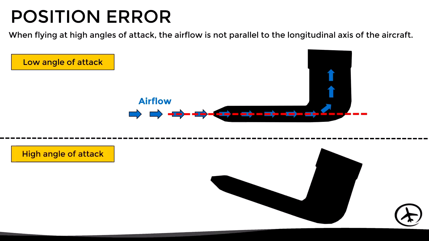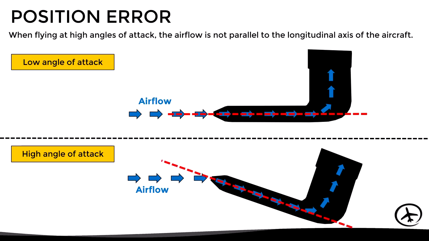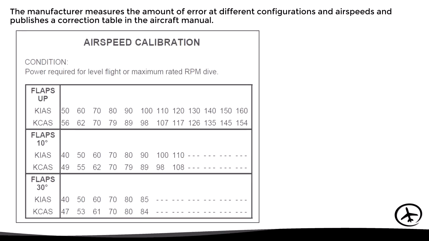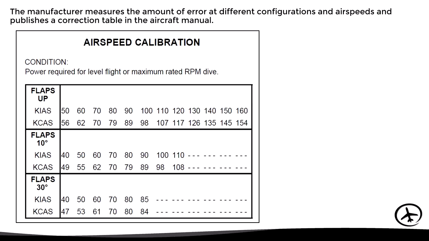However, if we fly at a high angle of attack, we can see that the airflow is no longer aligned with the Pitot tube. This generates slight errors in the measurement of total pressure. These errors are taken into account by the manufacturer in different configurations and speeds to publish a correction table in the aircraft manual. In this case, this calibration table corresponds to the airspeed indicator, since it is the only instrument to which the Pitot tube is connected.